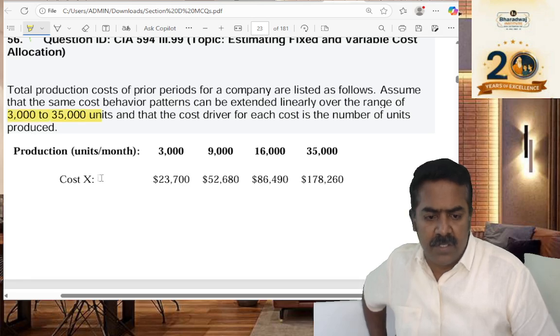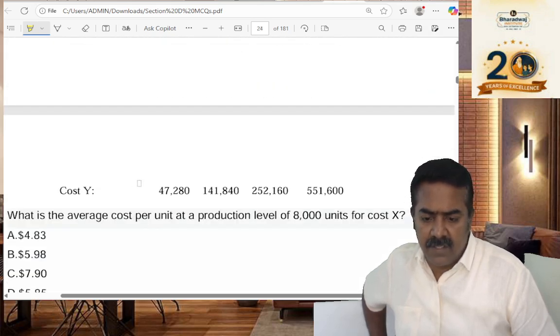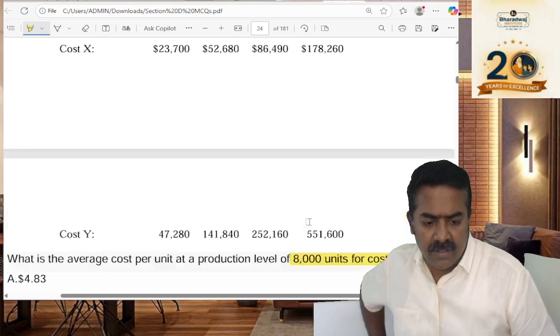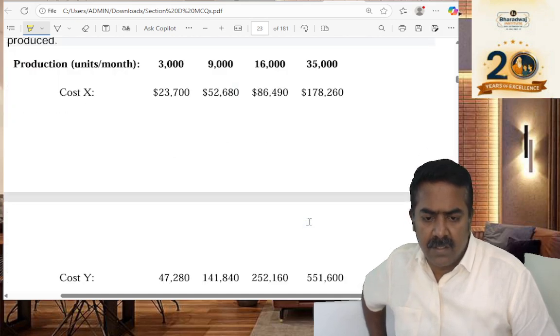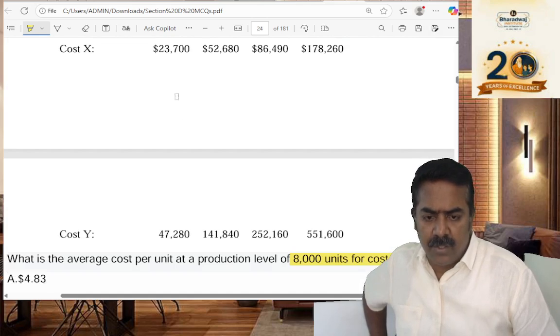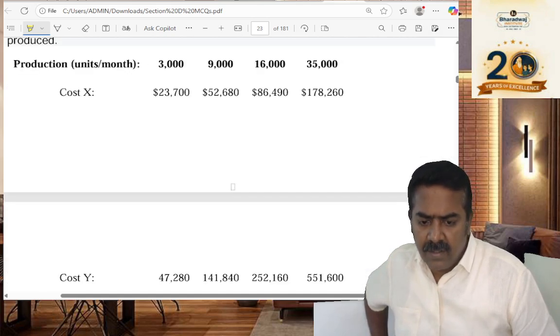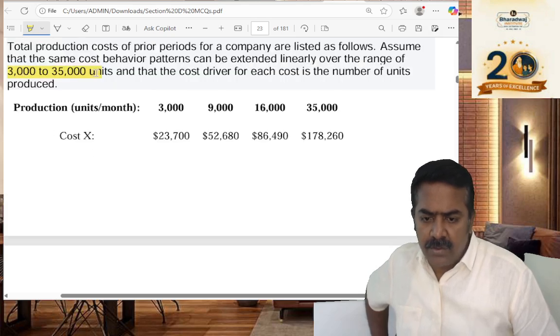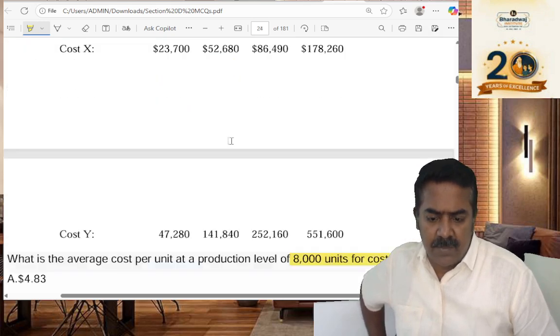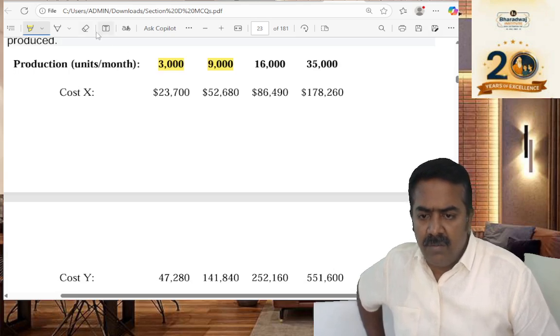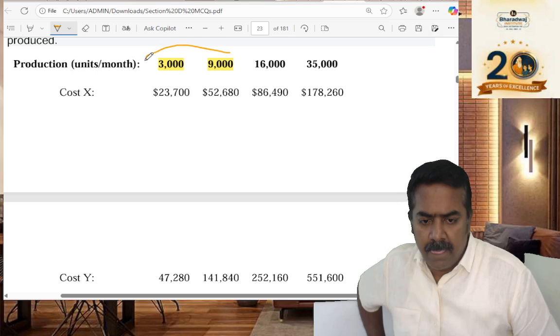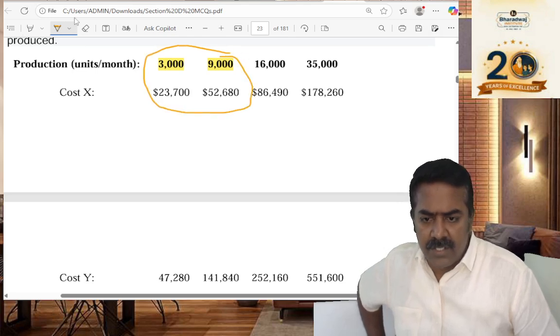3,000 to 35,000 units given. Cost driver is given. What is the average cost per unit for a level of 8,000 units of cost X? So here also, 3,000 to 35,000, you have to find out which one. Same method: change in the cost by change in output. Then work out average cost per unit. Work out the cost for 8,000. Then see the change in the cost in the relevant range.